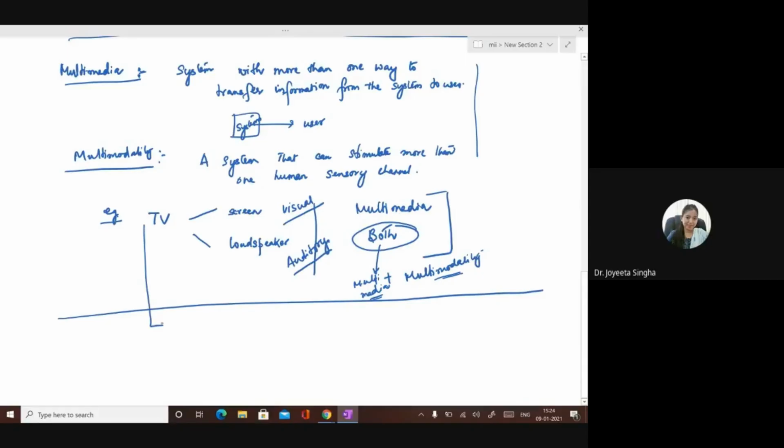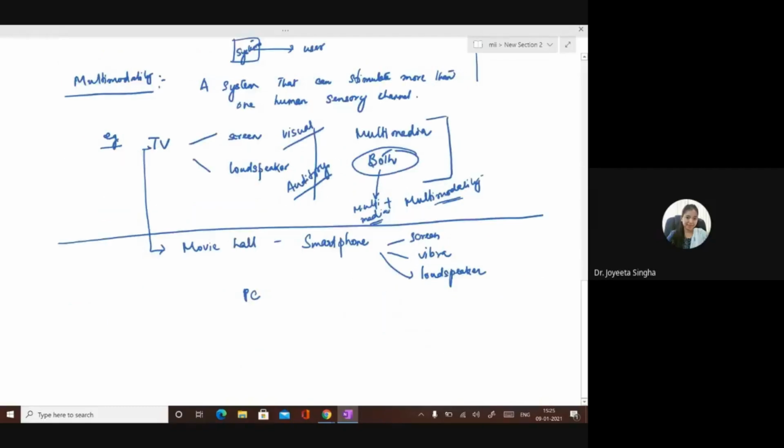Similarly, in a movie hall you will have visual as well as auditory, so it is both multimedia and multimodality as per the definition till now. Then you have your smartphone, which has your screen, vibration, and loudspeaker. The same goes for a PC: you have the screen, the loudspeaker, and so on. As per the definition till now, you call it both.